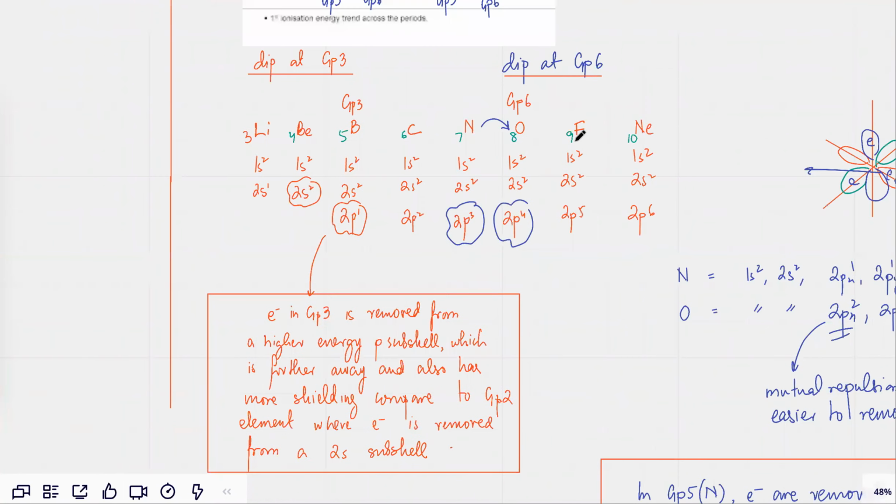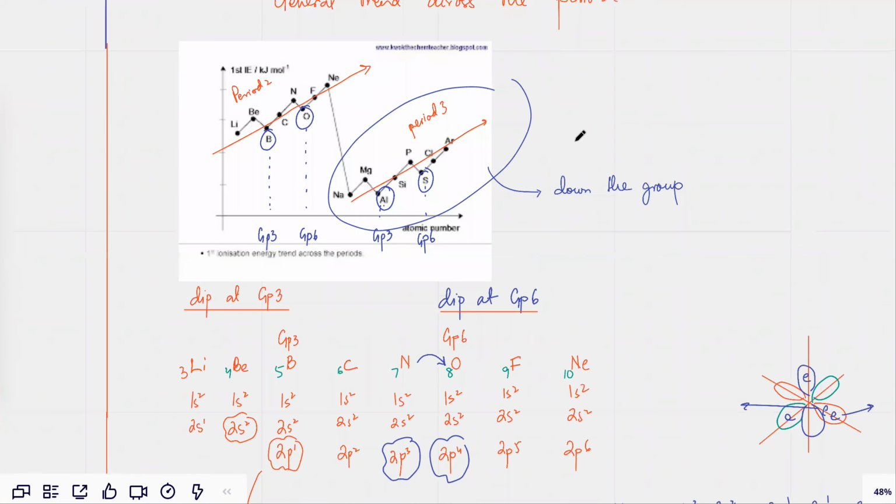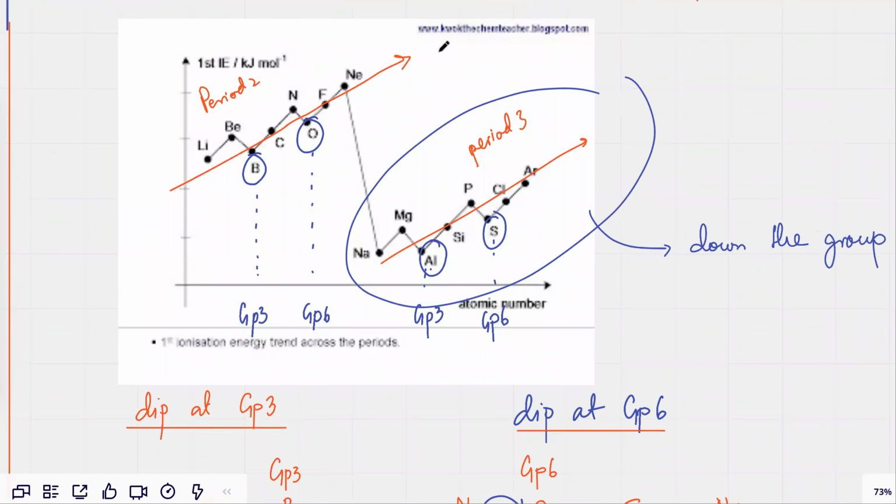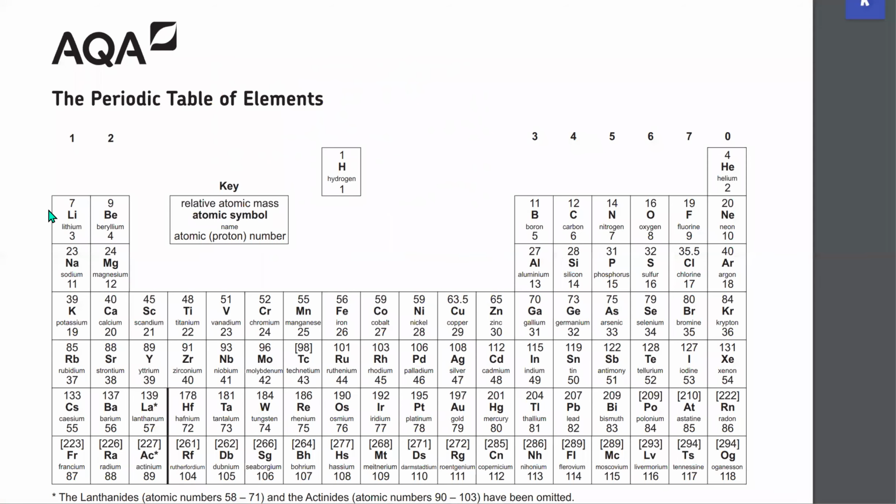What I'm trying to explain now is that when you cross one period, ionization energies constantly increase. They move to the right, they constantly increase. Then you move to the next period, and the same trend is followed. Abdullah, is this clear? Yes, sir.